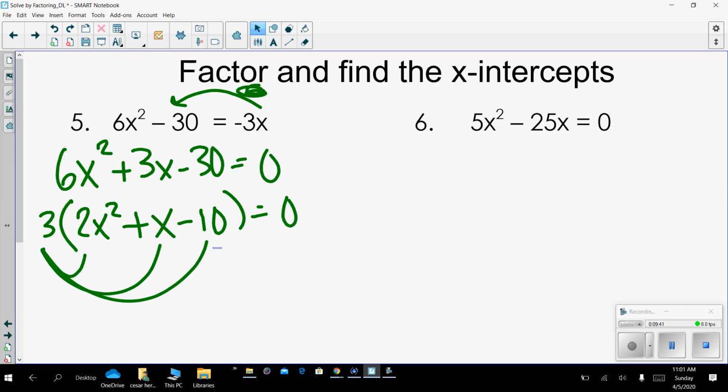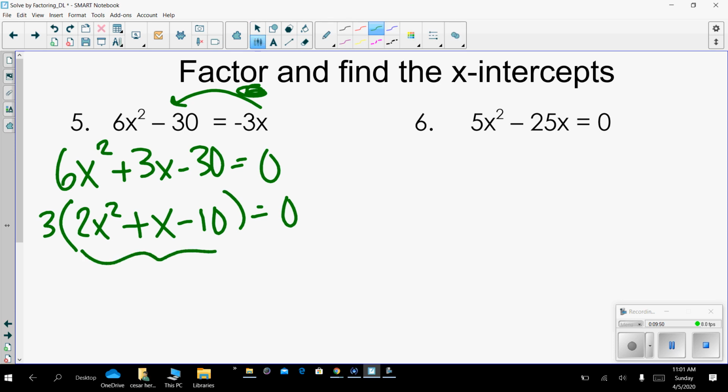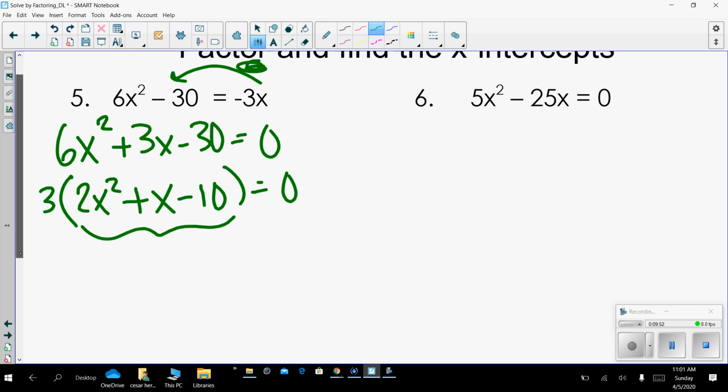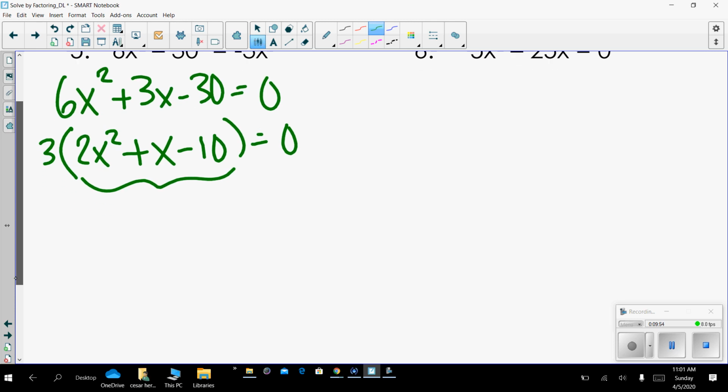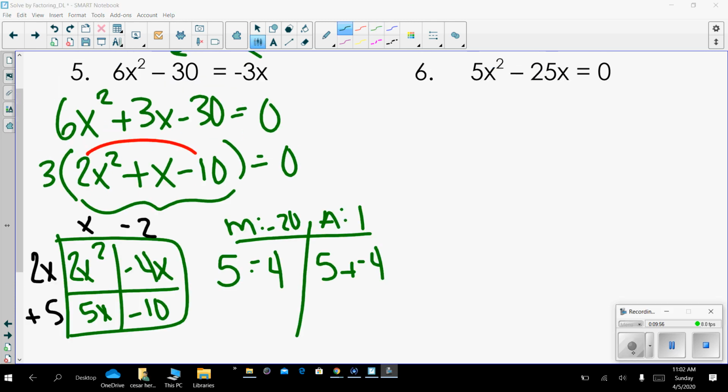Okay? So now what we're going to do is factor what's inside the parentheses. So we are going to factor this piece right here. Okay? Go ahead and try it. Factor it out and then check your work with my work.